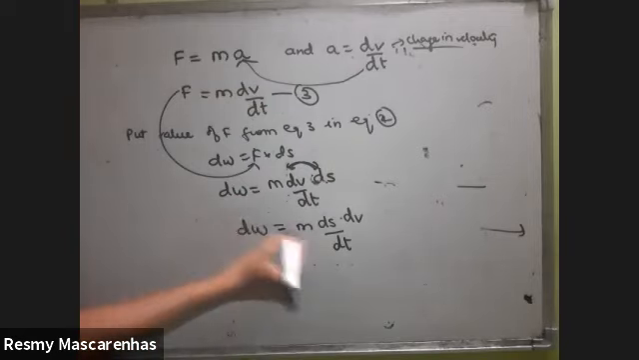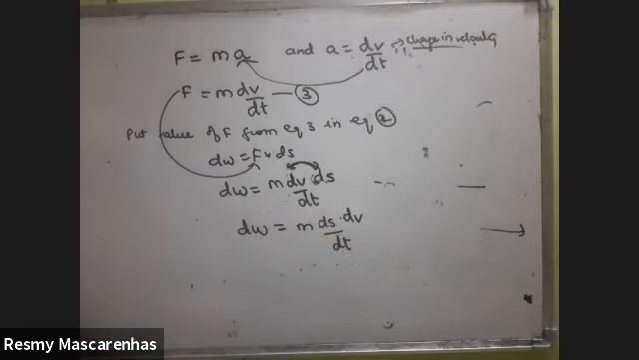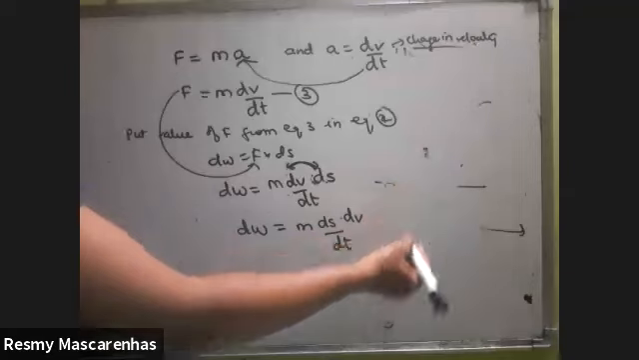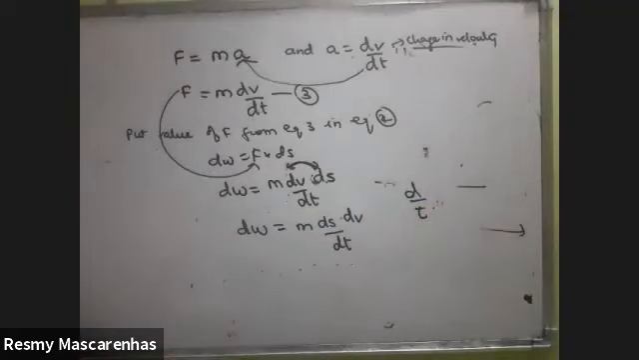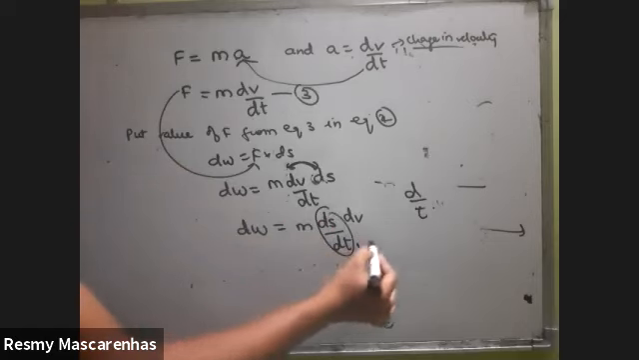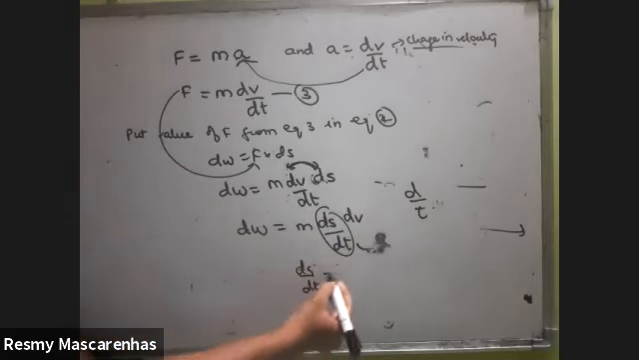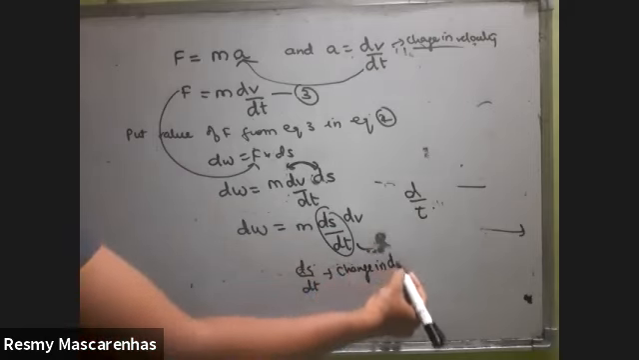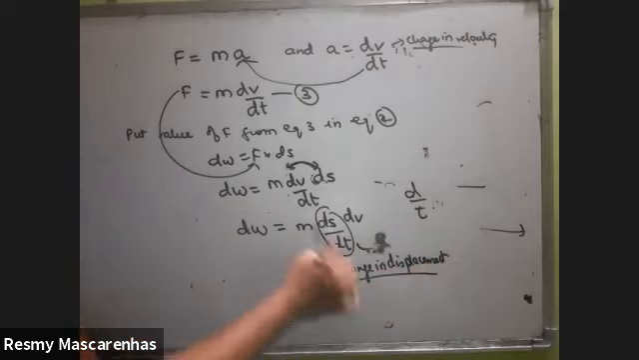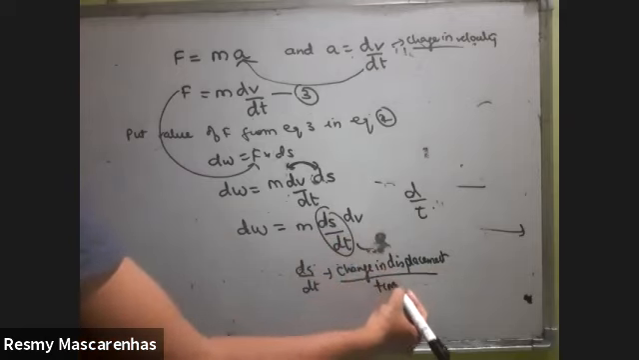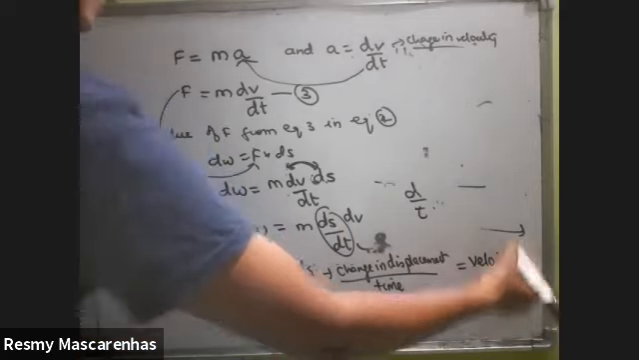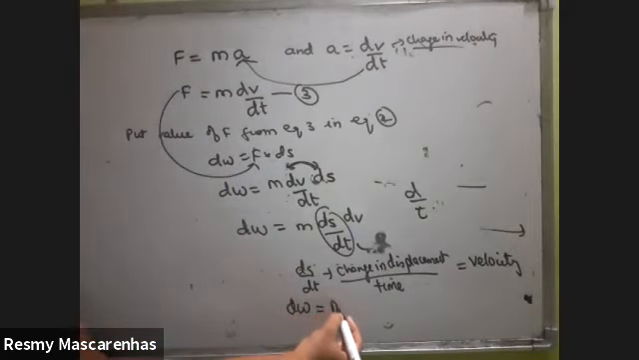Can anyone tell me what is change in distance upon time called? Speed. What is final distance minus initial distance upon time? Basically, distance upon time is speed. But in terms of displacement, what will it be? Velocity. Yeah, velocity. So we know that ds upon dt is nothing but change in displacement, a small displacement upon time, which is basically equal to your velocity. So dW will be m v dv.